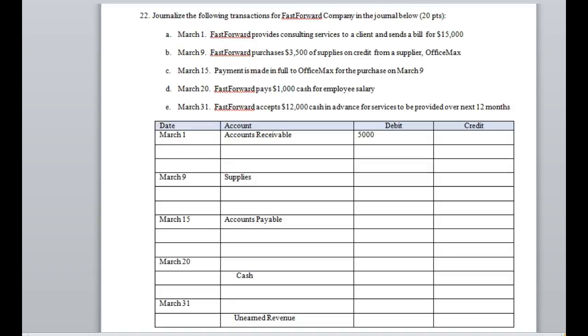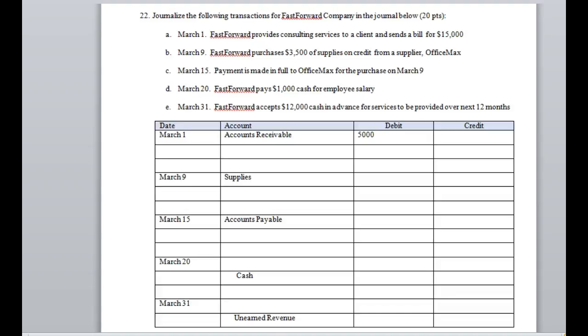Okay, for those of you who missed class, this is what we covered in class on the test. We can still do revisions, but only on the journal entries, so 22, 23, and 24.